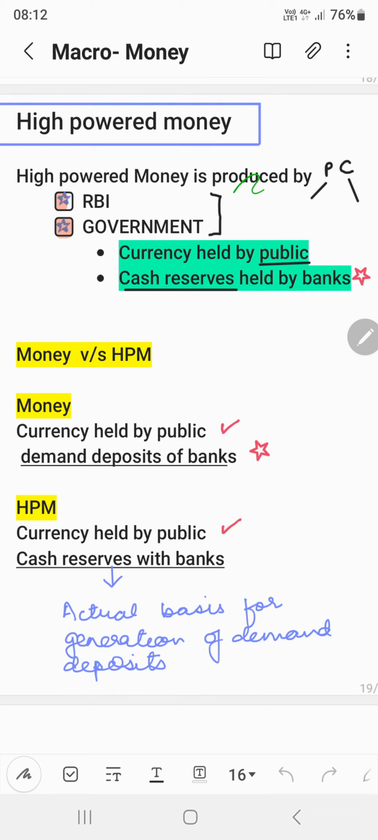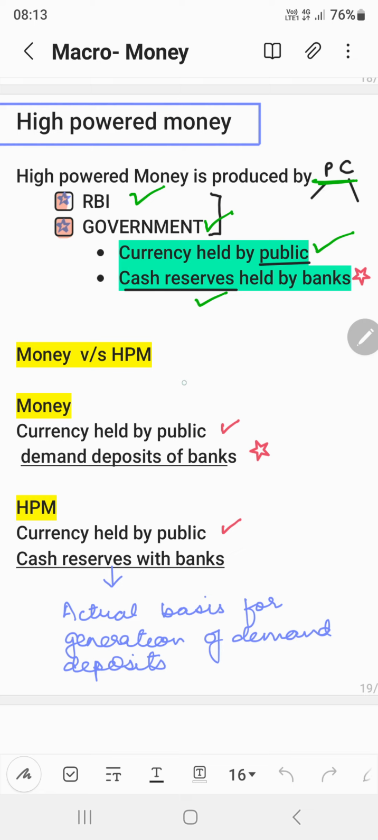First, we must know who produces this high powered money. This high powered money is produced by the RBI and the government. What are the components of high powered money? The components of high powered money are currency held by public and cash reserves held by banks. That's why I've written PC, meaning currency held by public and cash reserves held by the banks.